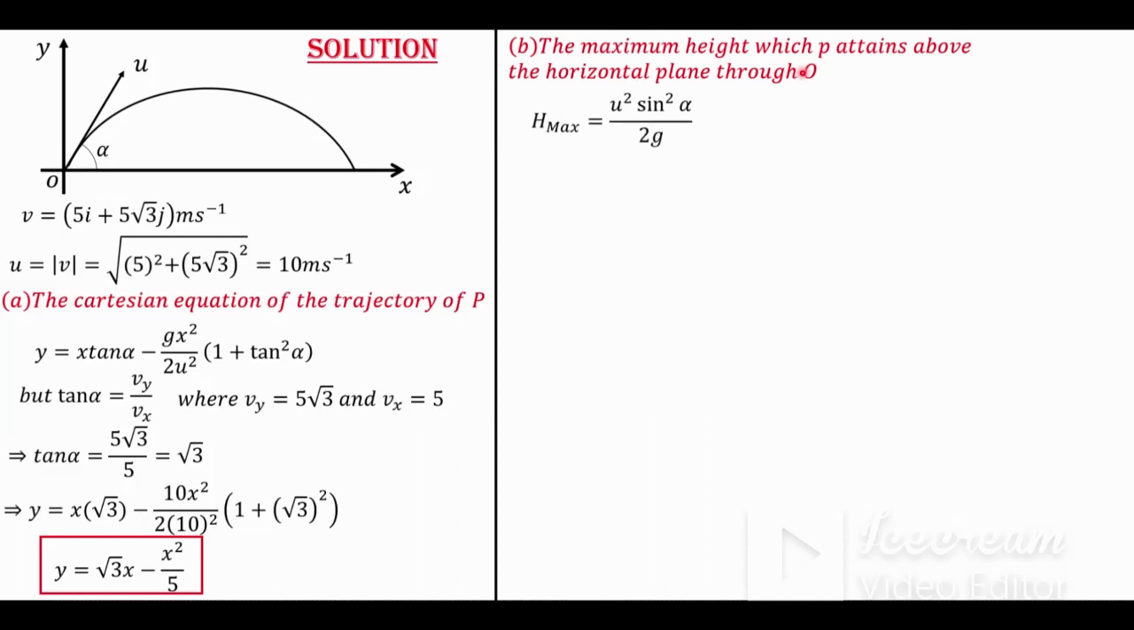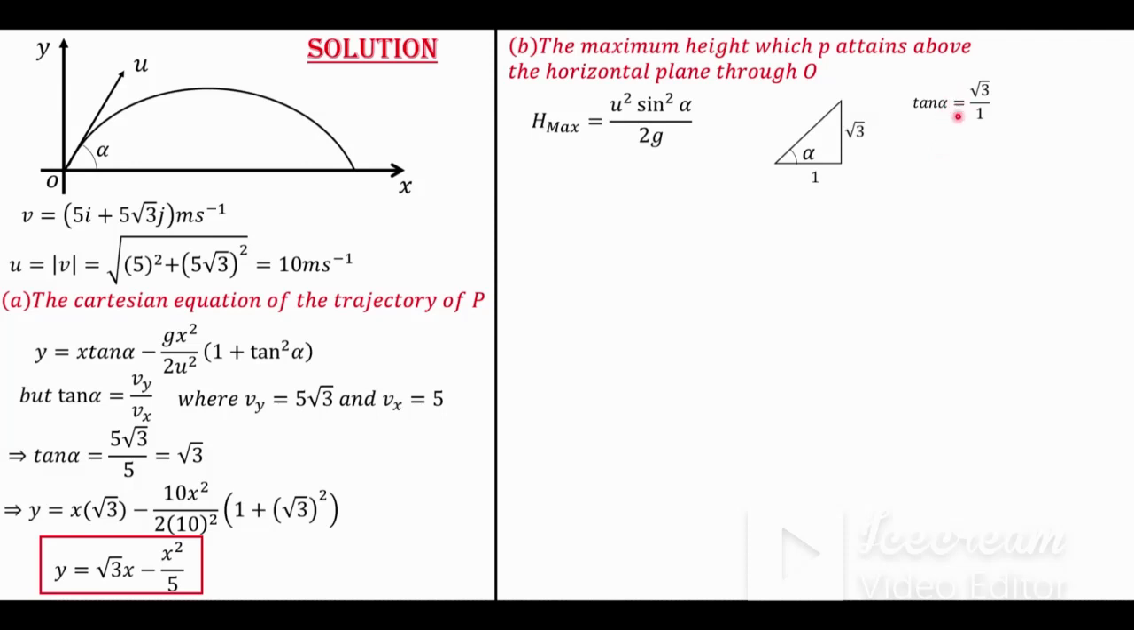So here we simply have to know the formula of maximum height. H max is given as u squared sine squared alpha divided by 2g. But we don't know sine alpha, but we can get it since we already know tan alpha. Knowing that tan alpha is equal to the square root of 3 divided by 1, we can come out with our small triangle. We represent this relation.